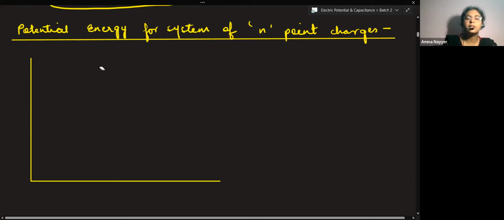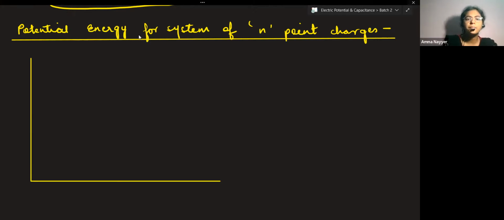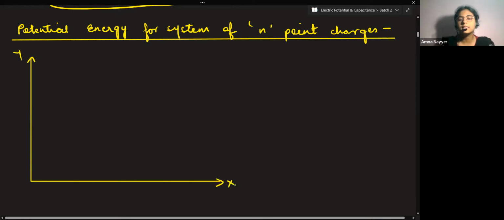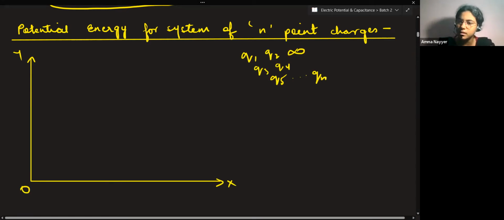Graphically only we'll write it. Let's say this is y-axis, this is x-axis, this is the origin. Now I have charge Q1, Q2, Q3, Q4, Q5. At infinity I'm having, it's better to write Qn. That represents n number of interacting charges again.